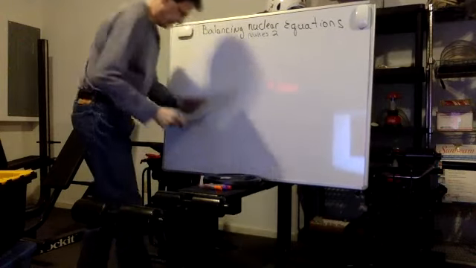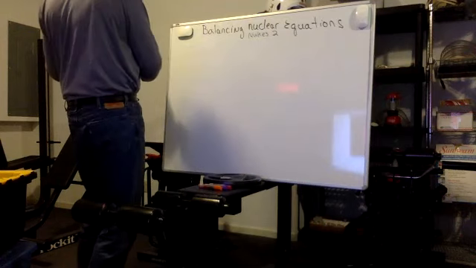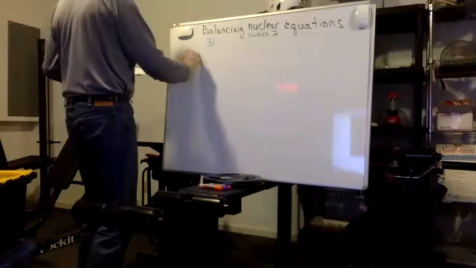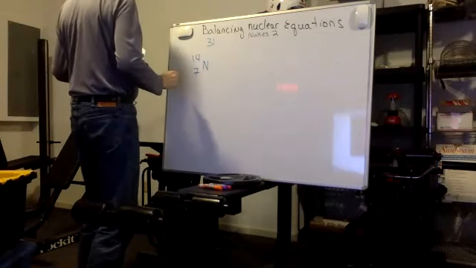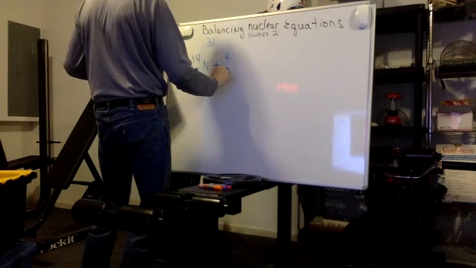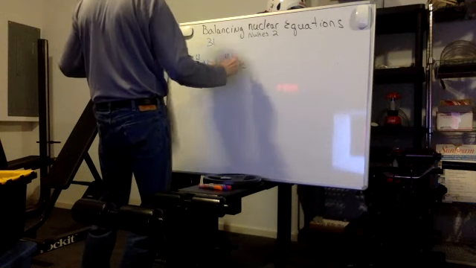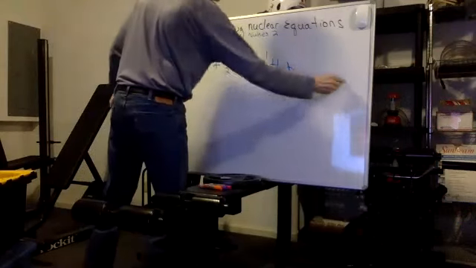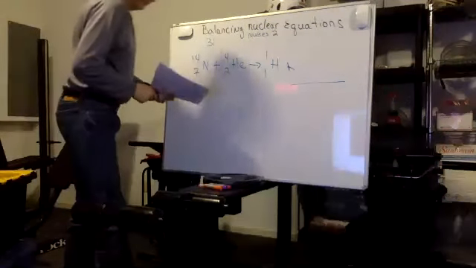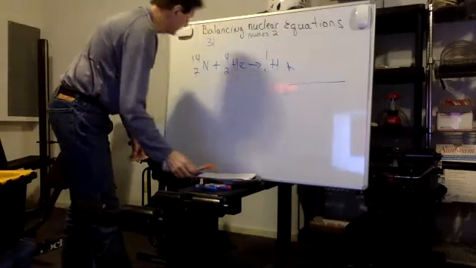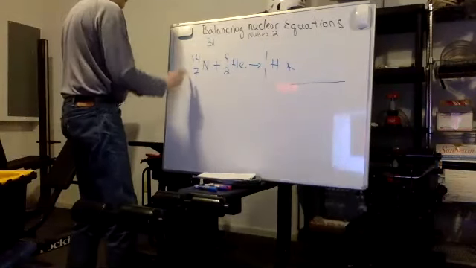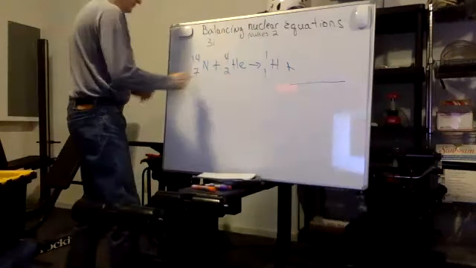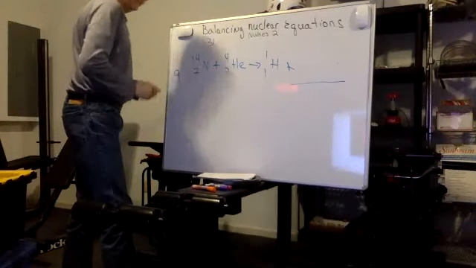Okay, let's take a look at 31. 14, 7N, plus 4-2He, 2-1H, blank. Going to do the top, 14 and 4 would be 18, and on the bottom, 7 and 2 is 9.